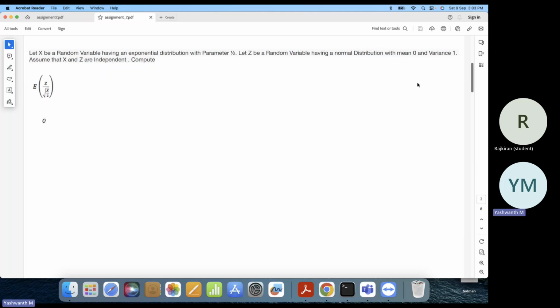Whenever you see E of Z given X, by the way, I doubt if it is Z divided by X or Z given X. So I'm giving this problem in the context of Z given X. Z and X are independent, so any function of X will be independent from Z. So this is nothing but E of Z only, and E of Z is nothing but 0 mean.